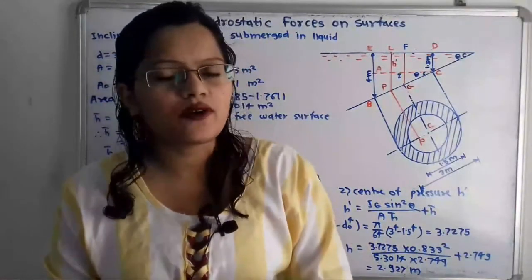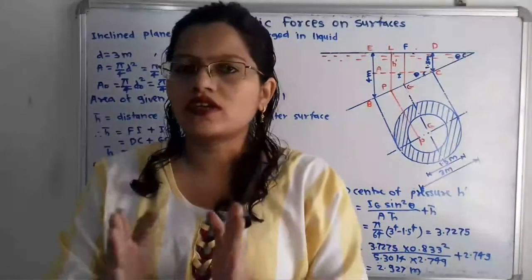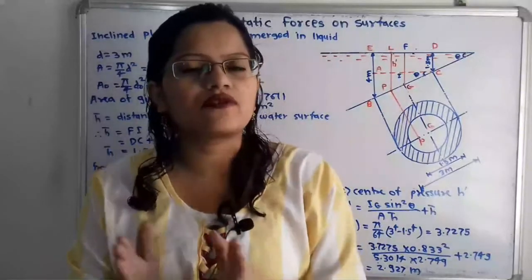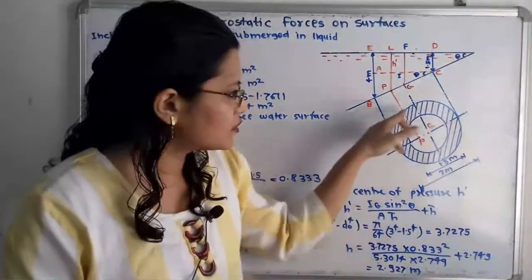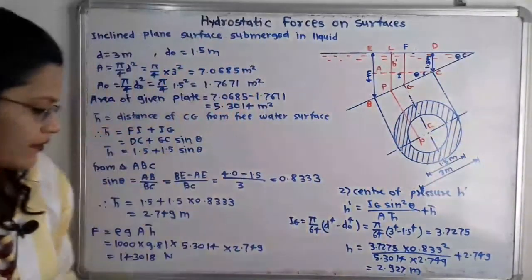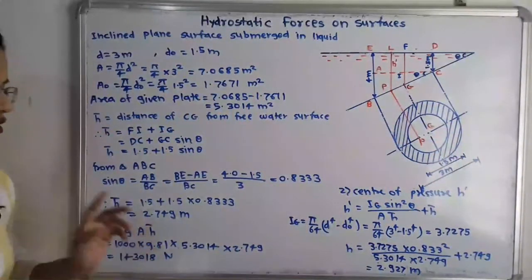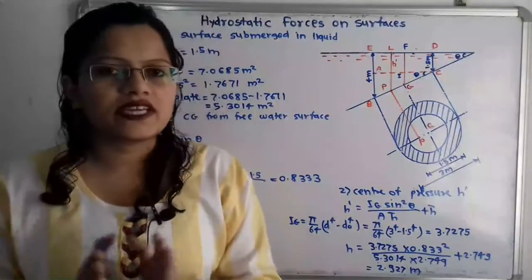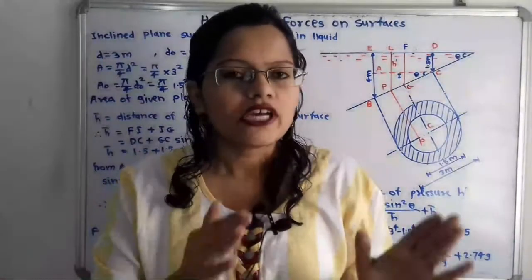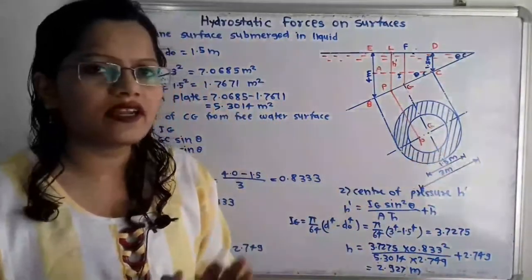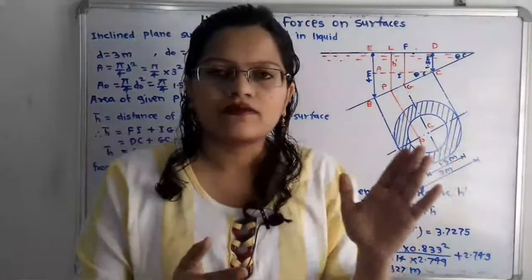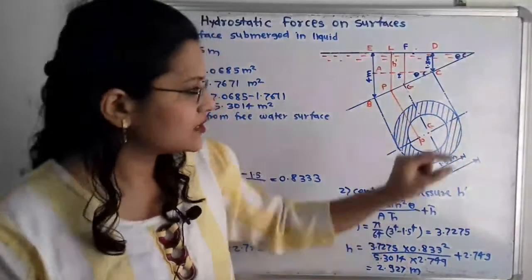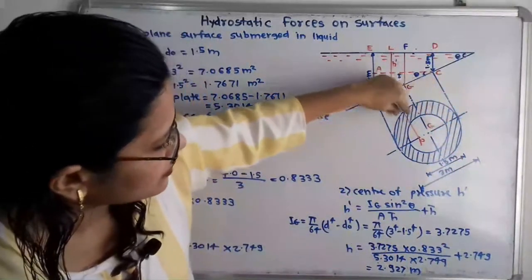What is the formula for the total pressure, or total force, applied by the water on the surface of the plate? F is equal to rho g A h bar. What is A? A means area. In this case we have to find the area of contact between this plate and water. So this is the only area that I have shown here.